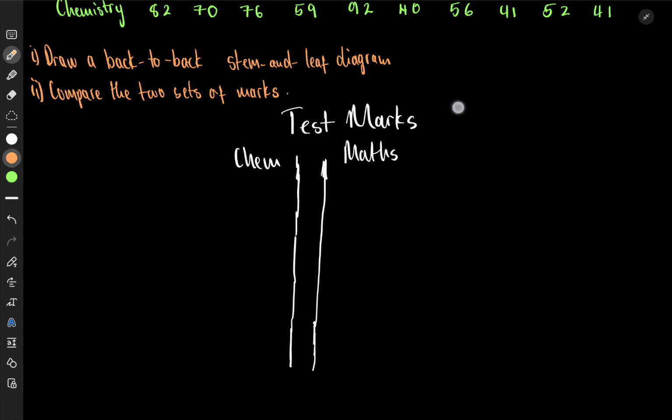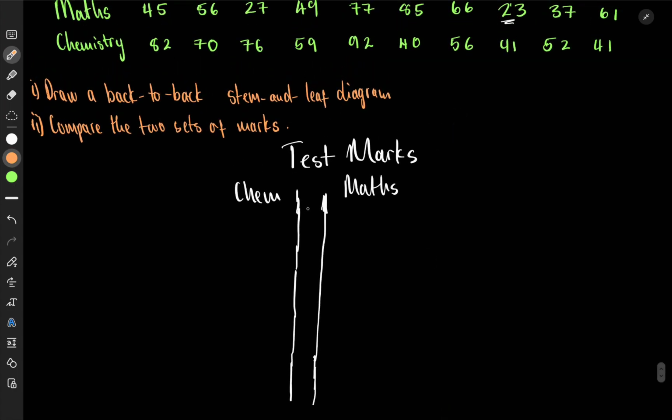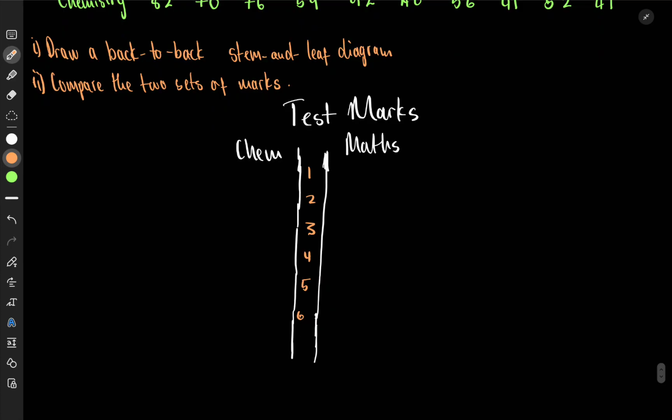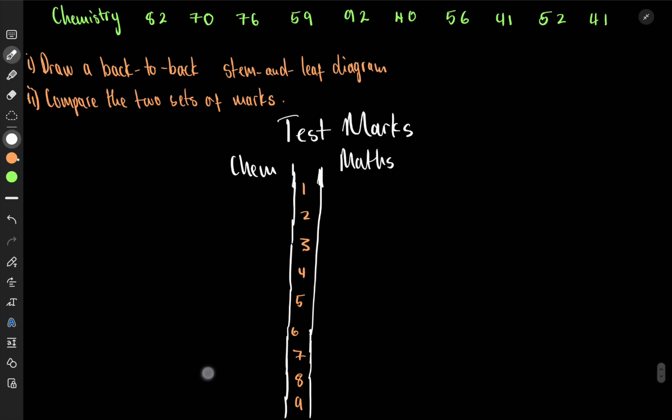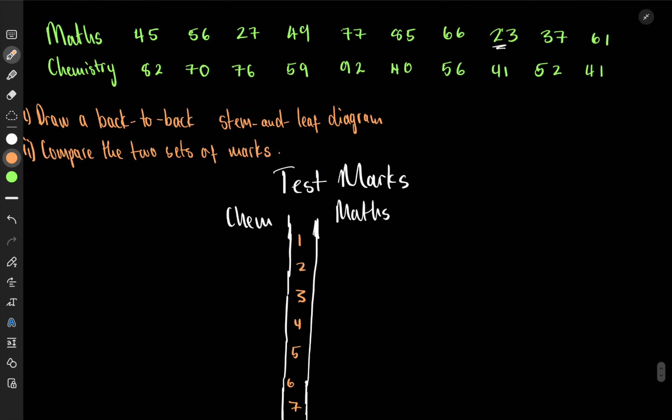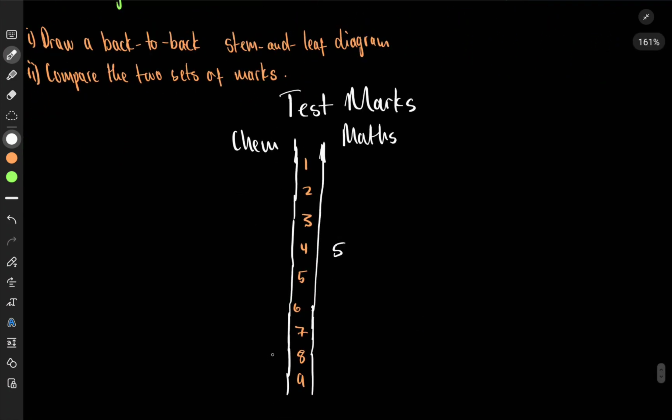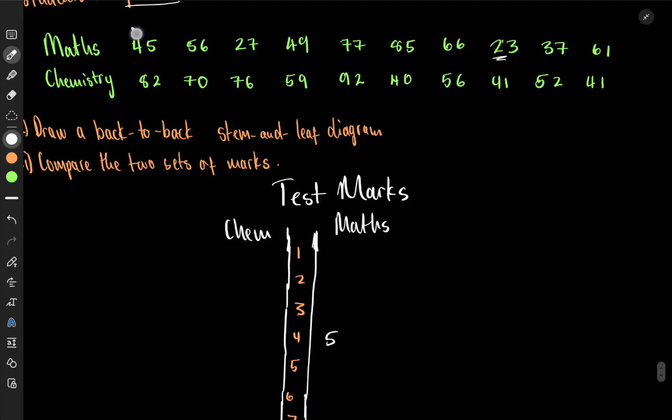What do I know? Starts at 20, ends at 90, so I can just put 2, then 30s, then 40s, then 50s, then 60s, then I can have 70s, then my 80s, then my 90s. So something like this. Okay, anyway, let's see. Let's go. What did the first person get for maths? 45. So I go to 4, I put a 5. And then for chem 82, I go to 8, I put a 2. And I can cancel for this guy.